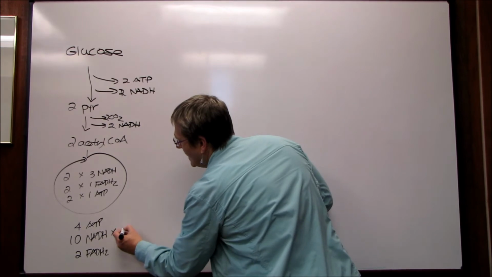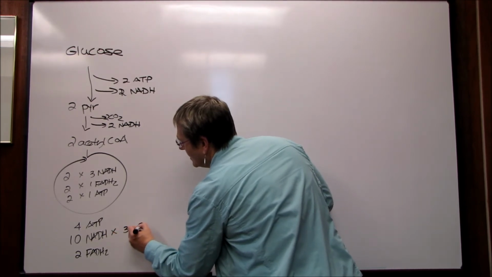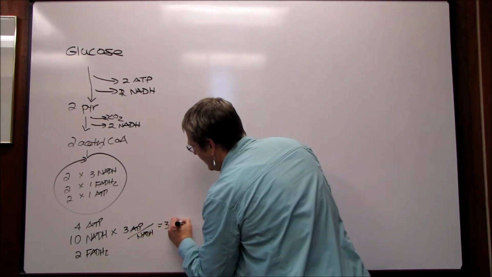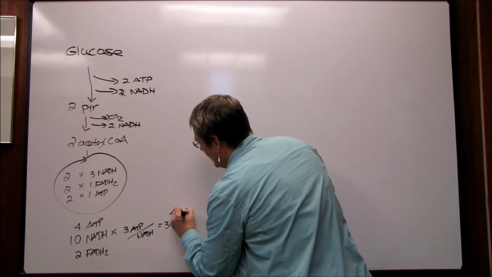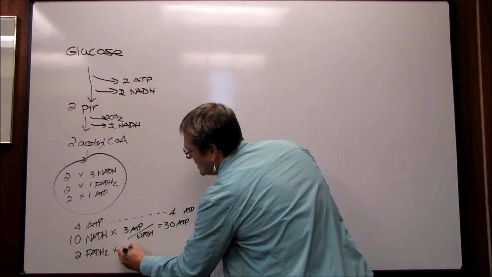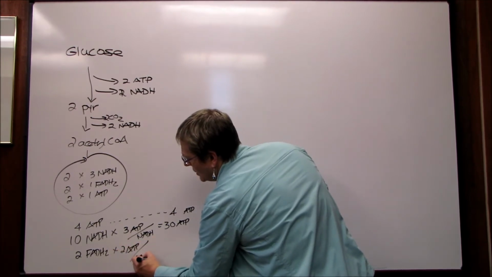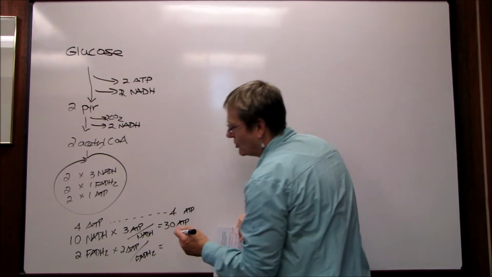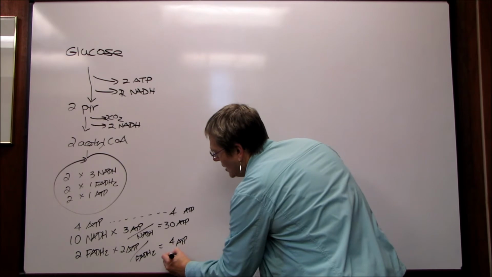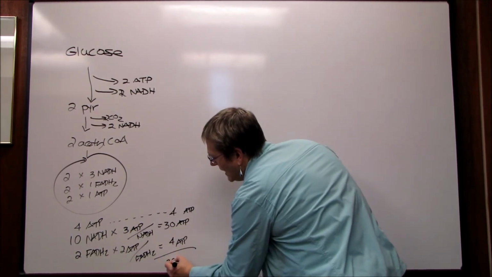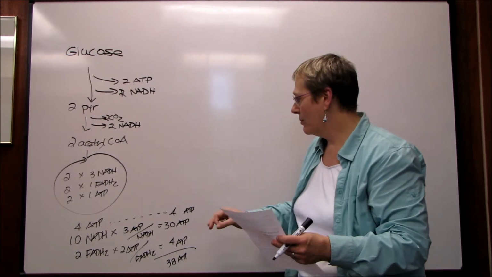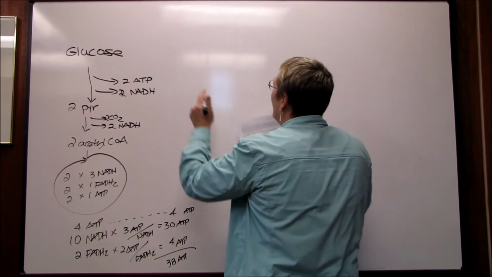So for every NADH, I will get 3 ATPs. So I'll get 30 ATP here. I had 4 from here. And I will get 2 ATPs for every FADH2 that goes into electron transport chain and oxidative phosphorylation. So I will get 4 ATPs here. So as a total, I'm going to get 38 ATP molecules per glucose molecule, or moles of ATP per mole of glucose. So I need to figure out how many moles of glucose I had.